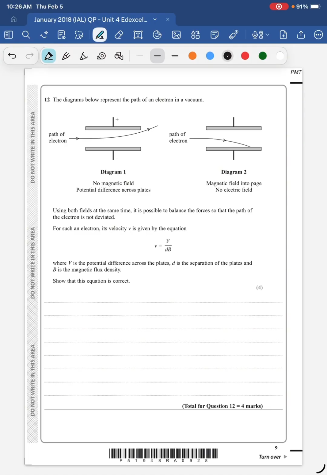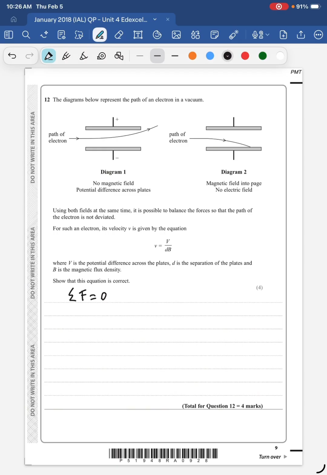Using both fields at the same time, it is possible to balance the forces so that the path of the electron is not deviated. For such an electron, its velocity v is given by that equation, where V is the potential difference across the plates, d is the separation of the plates, and B is the magnetic flux density. Show that this equation is correct. To balance the electron, we need the total sum of all forces to be 0, so it goes in a straight line.